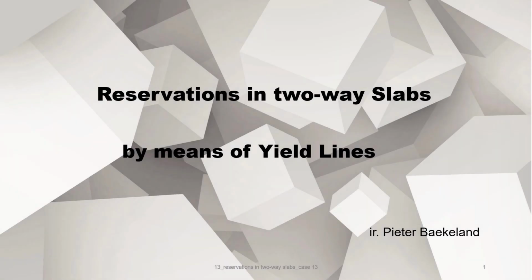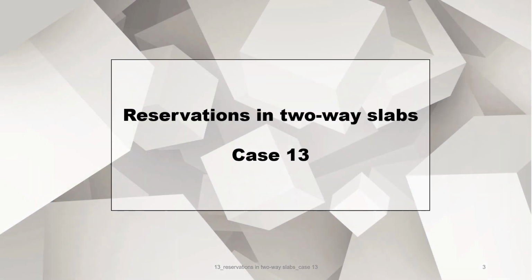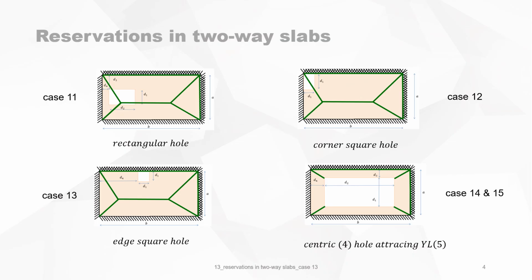Reservations in two-way slabs by means of yield lines. We will tackle the problem of the case of 11 to 15, which is a slab on two sides fixed and on two adjacent sides simply supported. This is case 13. Case 13 deals with an edge square hole not cutting the yield lines, unless this line on top is an exception to that.